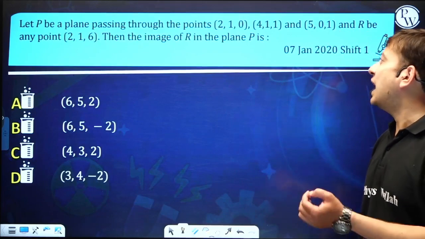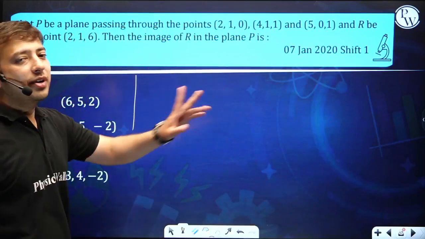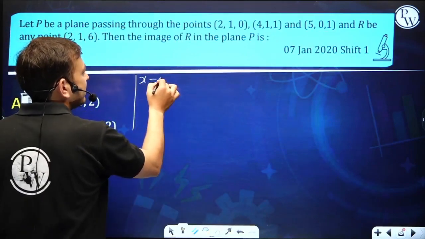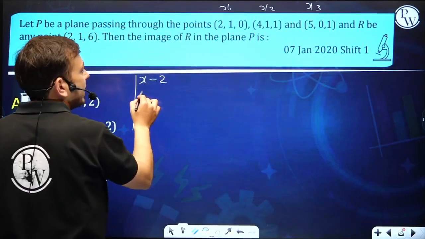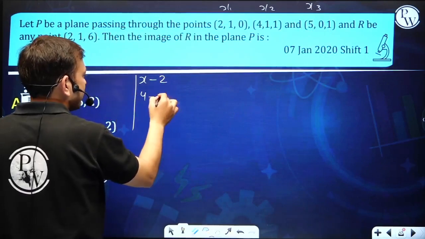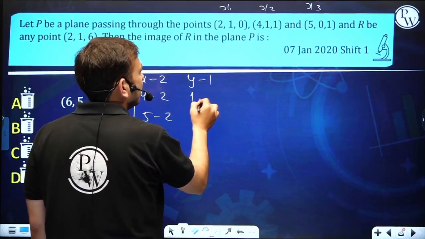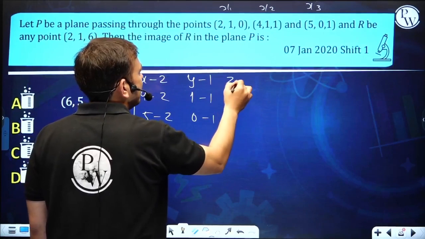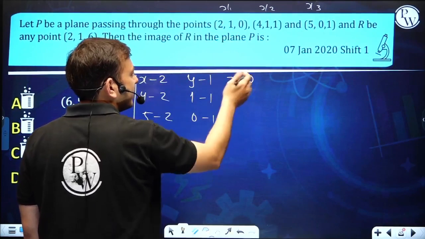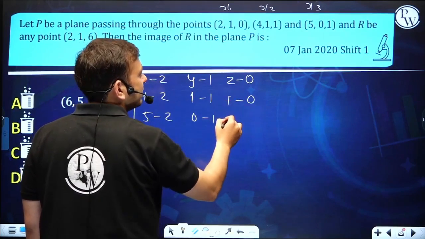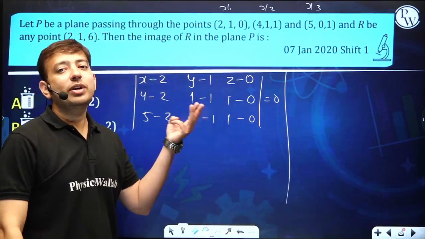Then the image of R in the plane. Sir, the determinant, if you remember, when three points are given: x minus x1, y minus y1, z minus z1, then x2 minus x1, y2 minus y1, z2 minus z1, and x3 minus x1, y3 minus y1, z3 minus z1. So 4 minus 2, then 5 minus 2, then y minus 1, 1 minus 1, 0 minus 1, z minus 0. This was the equation of the plane when three points are given.